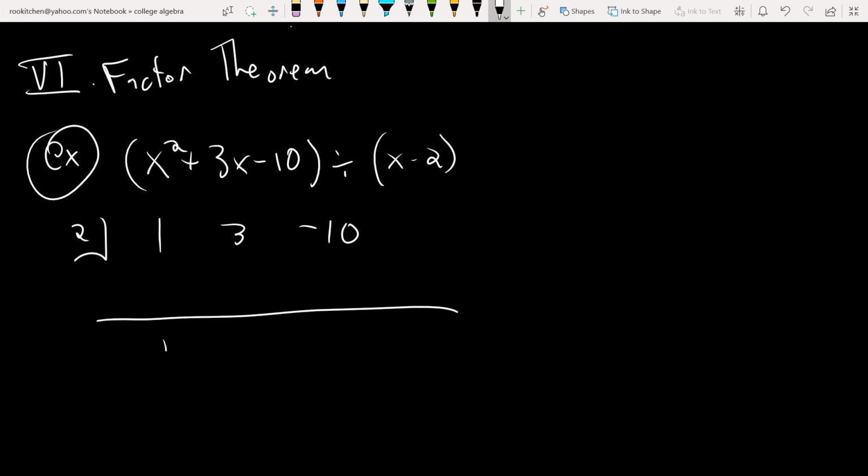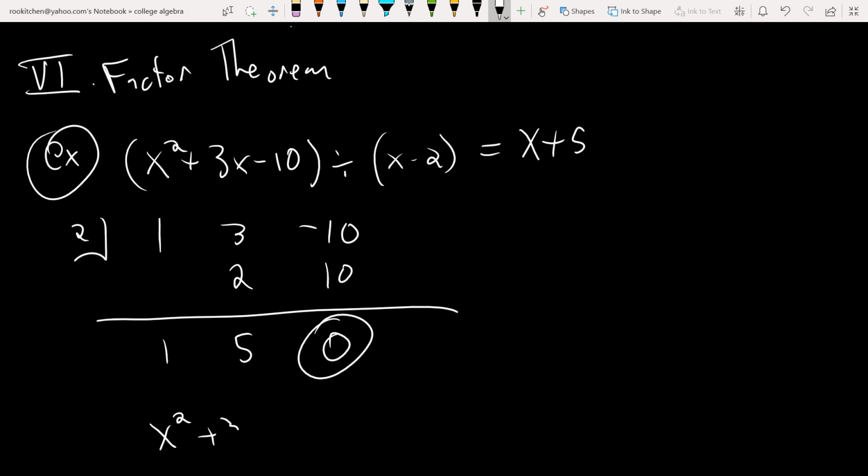1, 3, negative 10, and we're dividing by 2. Okay. So bring down the 1. 2 times 1 is 2. 3 plus 2 is 5. 2 times 5 is, and lo and behold, we get 0. Okay. So x squared plus 3x minus 10 divided by x minus 2 is x plus 5. But we kind of already knew that, right? Because we take x squared plus 3x minus 10 and factor it, what do you think you're going to get? Well, you're going to get x plus 5 times the thing we divided by, x minus 2.